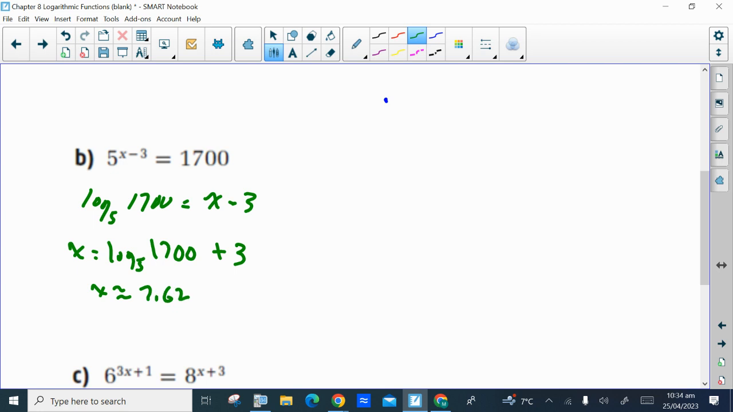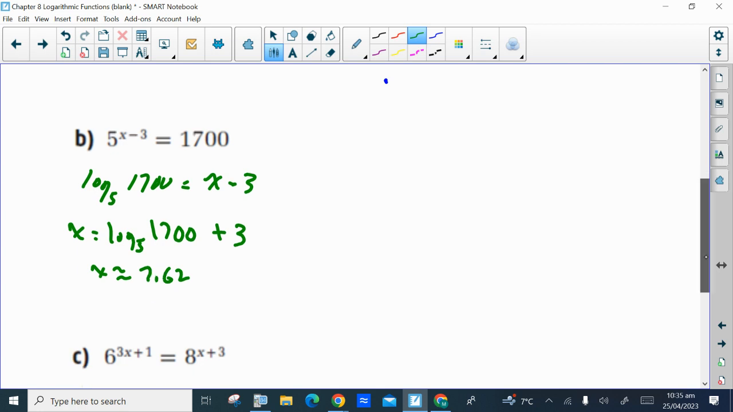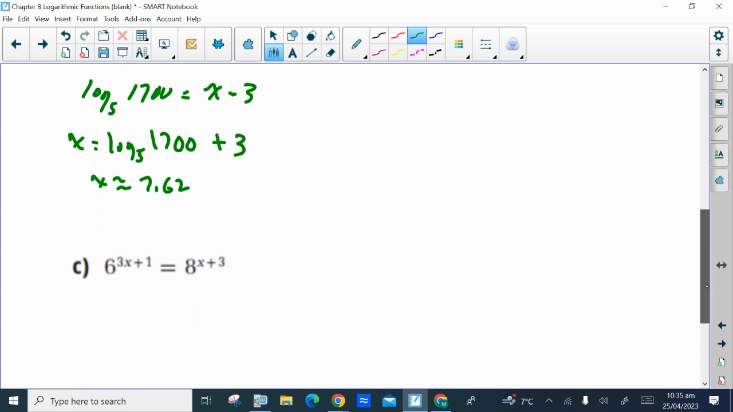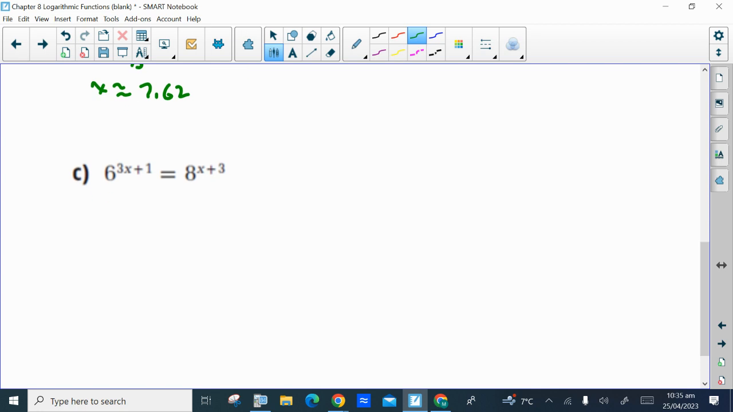Again, this is one of the most frequent uses of logarithms. You can solve any exponential equation using logarithms. Back in chapter 7, when we did it, we had to get the bases the same. In these cases, you can't make the bases the same, which is why the answers are irrational. So again, you could check that on the graphing calculator, but let's do question C.